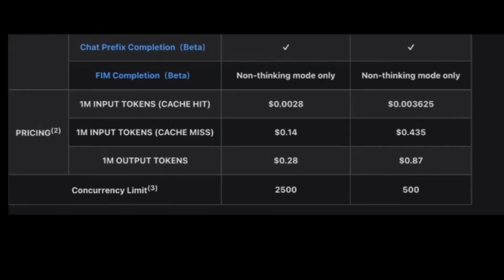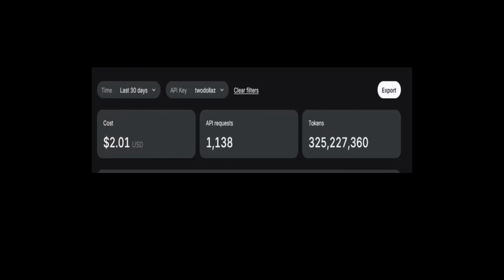The more exciting part is the cache. If your input hits the cache, you're paying 0.0028 per million tokens, a 98% discount, steeper than the roughly 90% you'd normally get from cache pricing elsewhere. For anything running in a loop, agents, coding assistants, anything reusing context, that ends up being close to free.